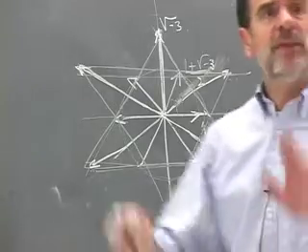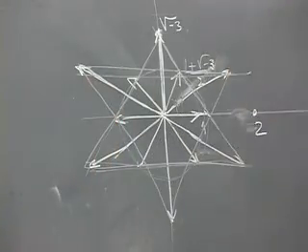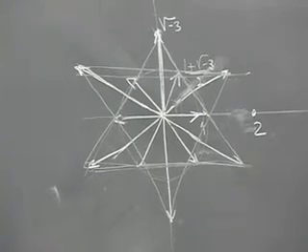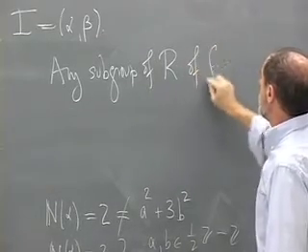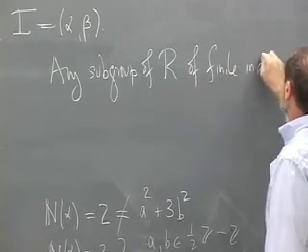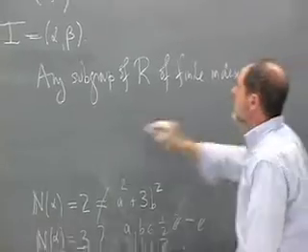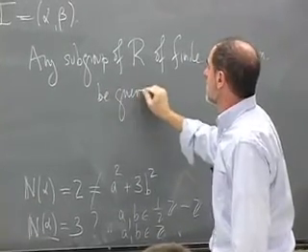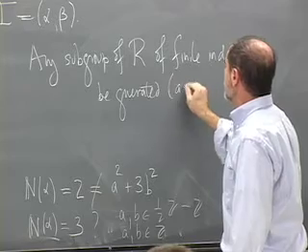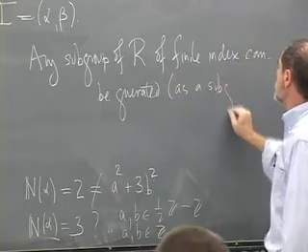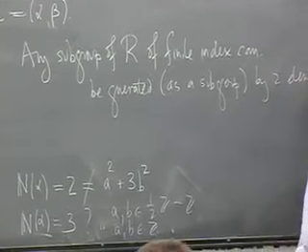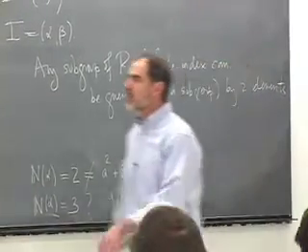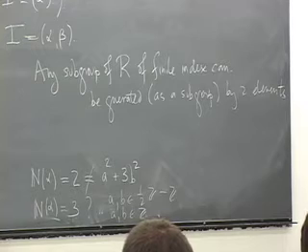And in general, and this is something I'm just going to ask you to accept to prove this theorem, is that any subgroup of R of finite index can be generated as a subgroup by 2 elements. Forget about the fact that it's an ideal. It's a fact about discrete subgroups of the complex numbers. They're either generated by 1 or 2 elements.